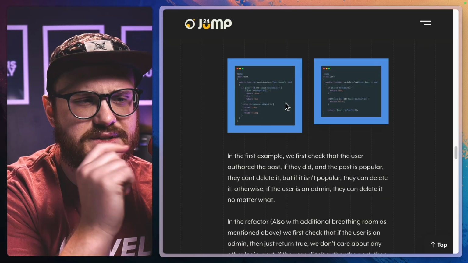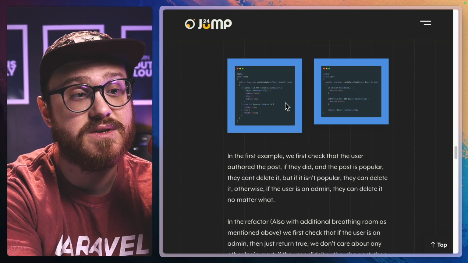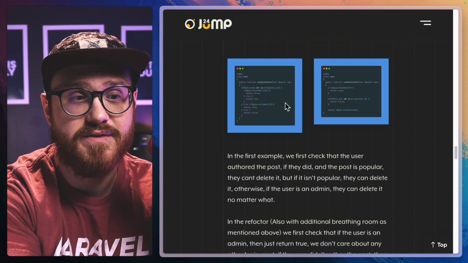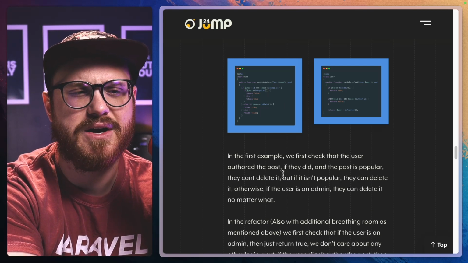In the first example that we see here, we first check that the user authored the post. If they did and the post is popular, they can't delete it. But if it isn't popular, they can delete it. Otherwise, if the user is an admin, they can delete it no matter what.